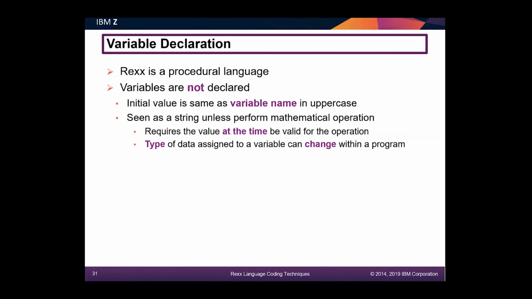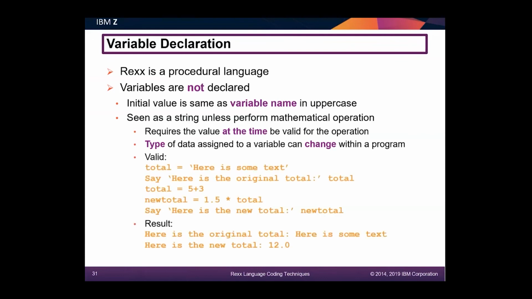So the type of data that's assigned to a variable can change within a program. Just because you used a number first for the value of a variable does not mean you cannot later assign something like a string to it. So it's very flexible. A variable can be used throughout a program, and sometimes it can be a number, sometimes it can be a string, etc.